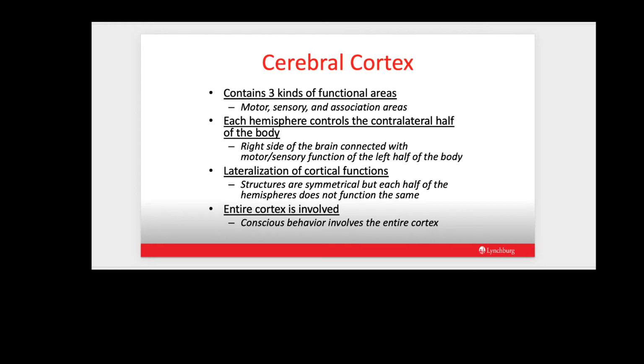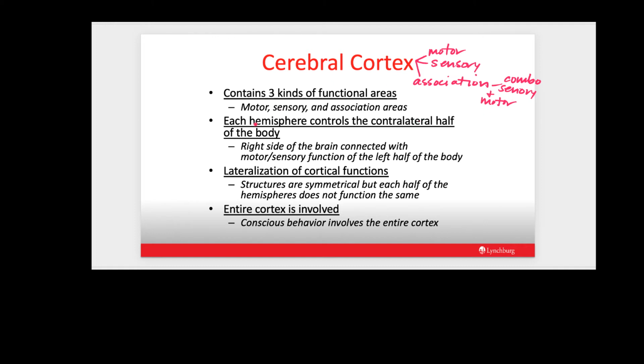In terms of the cerebral cortex, we can divide it up in 3 kinds of functional areas. So we're going to have motor areas that basically manipulate movement of the body. We're going to have sensory areas that help us to process sensory information that's coming in. And then we have what's called association areas. And this is basically going to be kind of a combination of sensory and motor. So we're going to see both there.